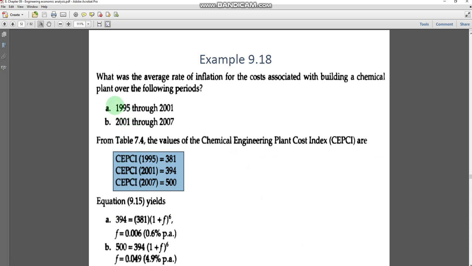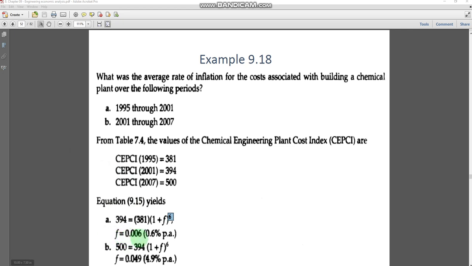So how can we do it here? For example, if we are considering part A, the CEPCI for the year 2001 we can have on the left hand side, and on the right hand side we can have the CEPCI for the year 1995, that is 381, and then 1 plus inflation f with the power of the number of years between 2001 and 1995, 6 years. Then we can solve this equation to get the value for f.